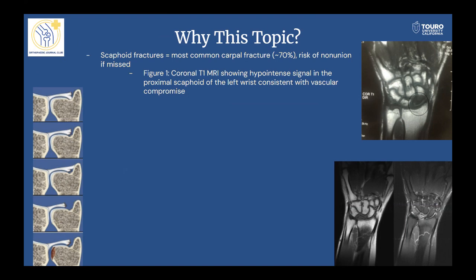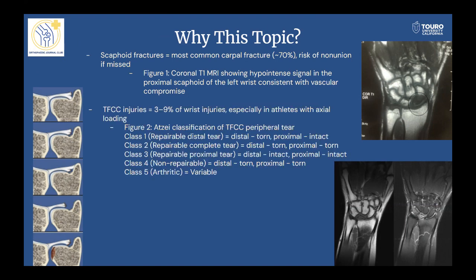First, we're going to get into this figure on the top right, and that is an MRI showing a dark signal in that scaphoid bone, which tells us blood flow is compromised. And after that, we're going to get into some TFCC injuries.